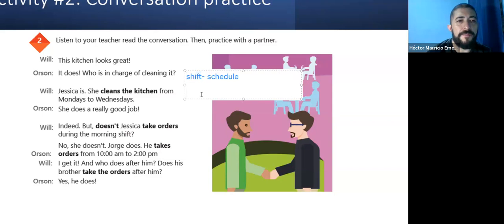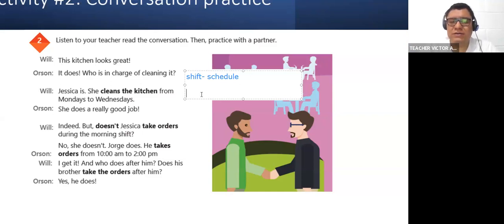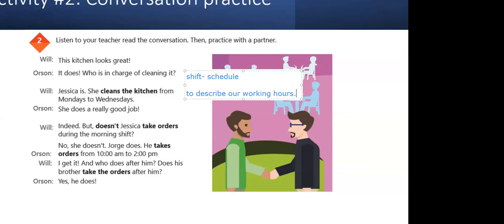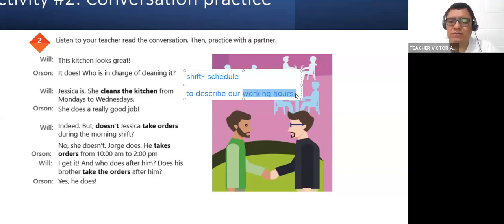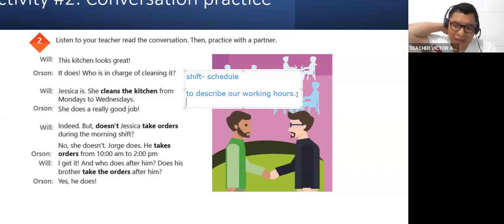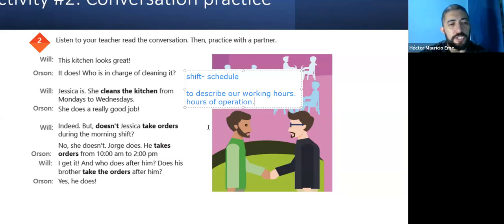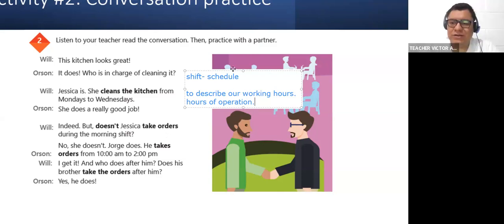It's not a formal word. Not necessarily, right? Sometimes we just use it to describe working hours. Some people work 8 hours, some other people work 10 hours or more, but that's your shift, right? Like your hours of operation. I will put it here, hours of operation. That's a shift. Good. Any other question, guys?